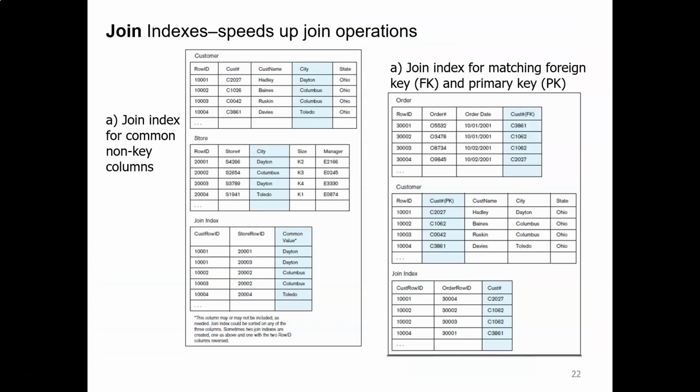And also you have something called join index. Join index is only used in data warehouses because in a data warehouse you need to access a lot of data. So you want to ensure that the join operation can be performed efficiently.